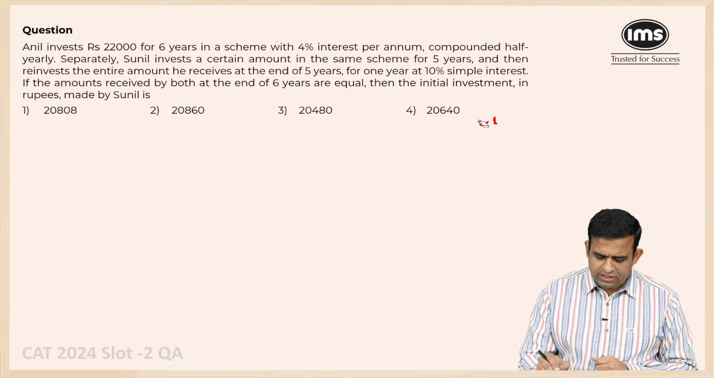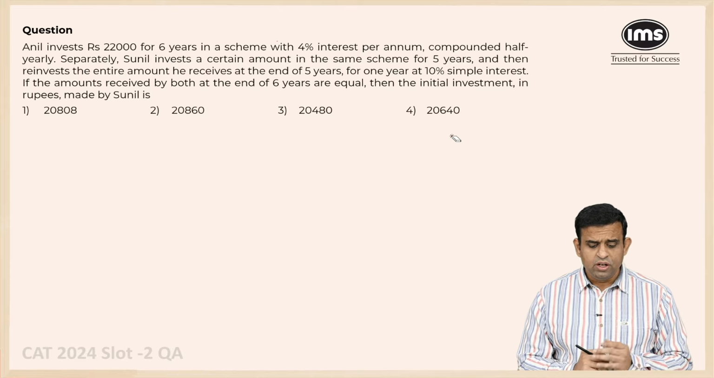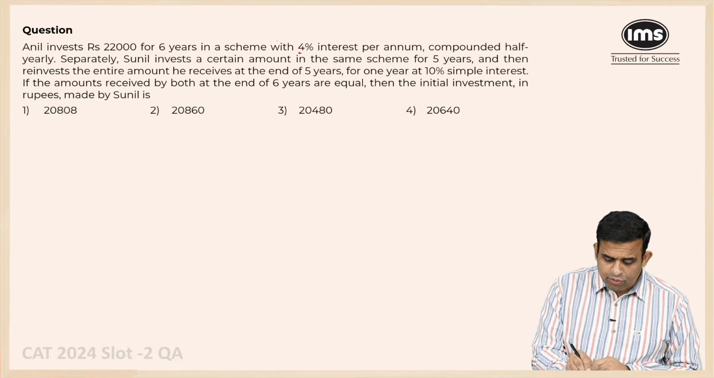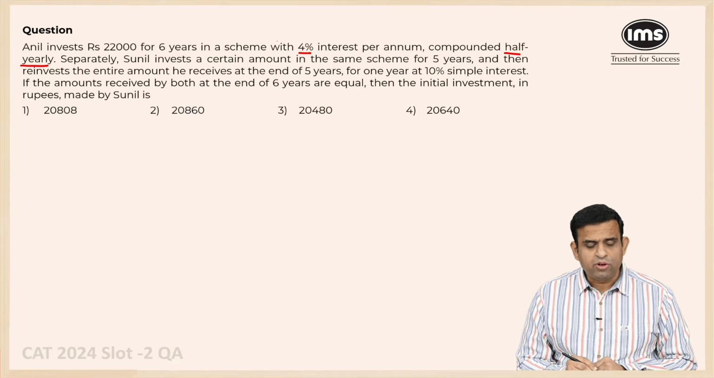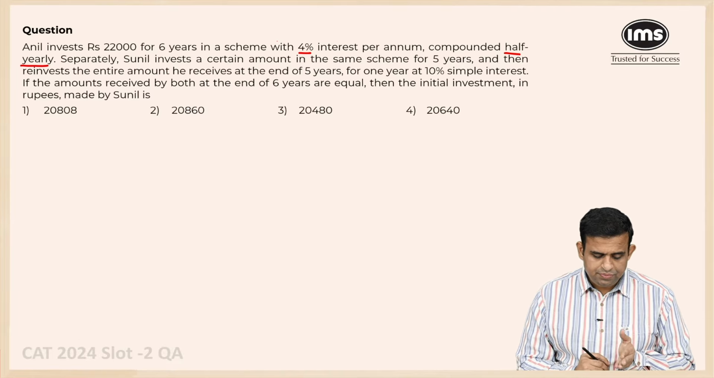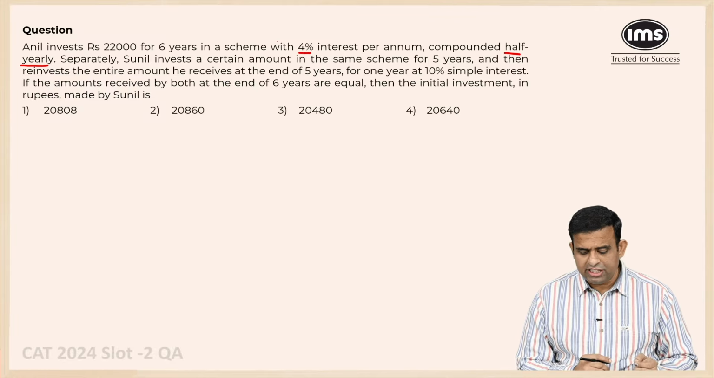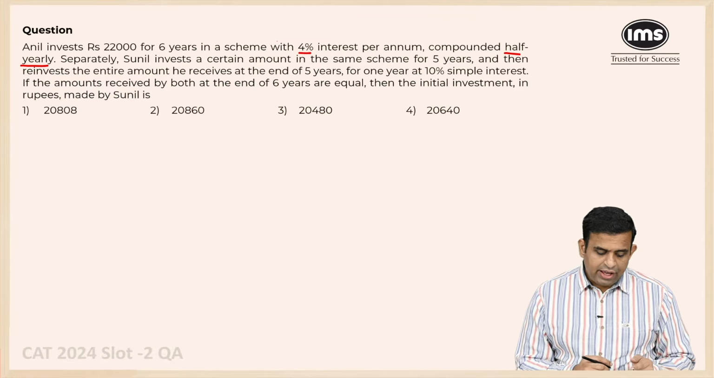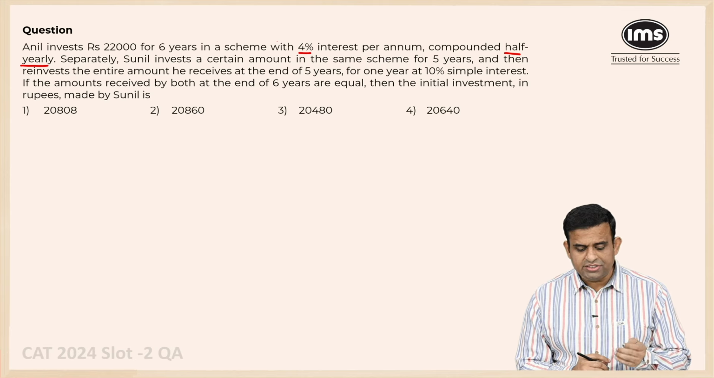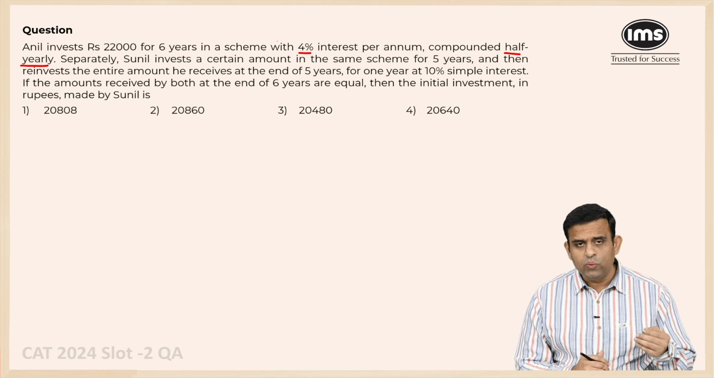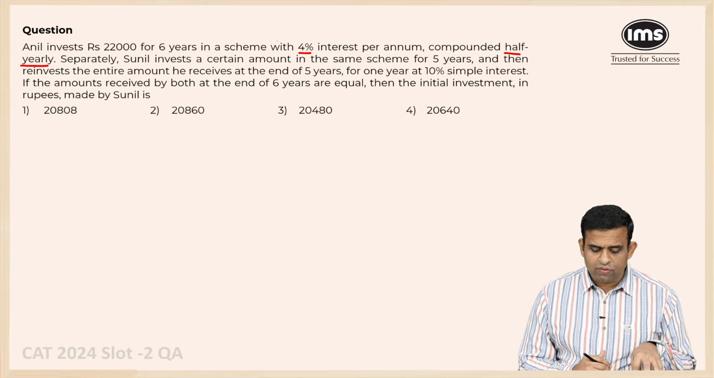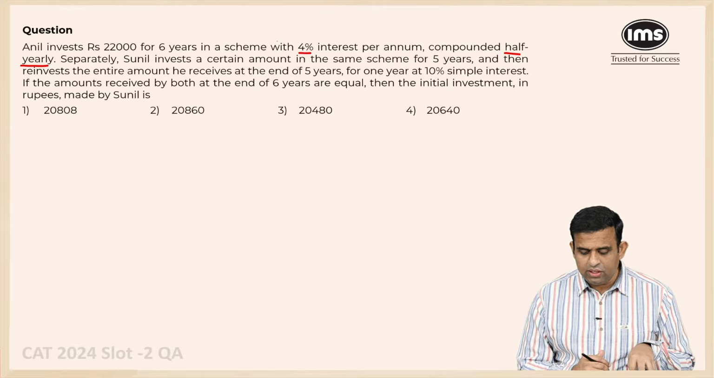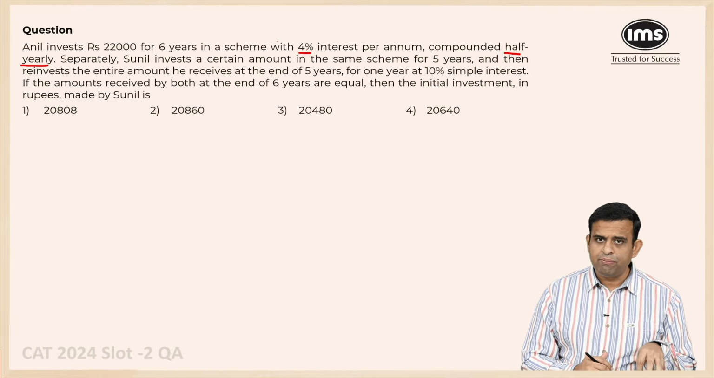Let's read this sum. It says that the person Anil invests 22,000 for 6 years in a scheme with 4% interest per annum compounded half yearly. That means we are going to have 12 such intervals. Separately, the person Sunil invests a certain amount, we don't know how much, in the same scheme for 5 years and then reinvests the entire amount he received at the end of the 5 years for 1 year at 10% simple interest. If the amount received by both of them at the end of the 6th year are equal, then find the initial investment in rupees made by Sunil.